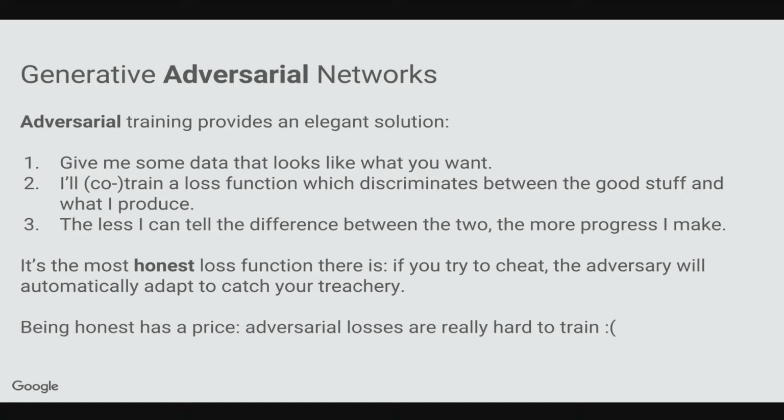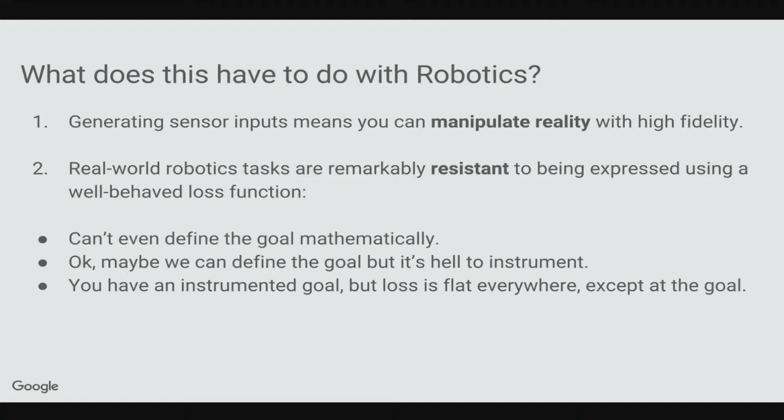In supervised learning, you often have a proxy loss that's incomplete, that doesn't represent the entire task. And in this case, you can really have a loss that reflects the way the data is distributed. It has a price. It's really hard to train those models, but that's partially because they do a really difficult task. So what does it have to do with robotics?